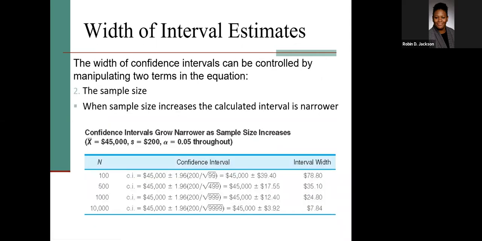Now, you also have situations where when the sample size increases, the width of the interval decreases. So what ends up happening is larger samples provide more precise estimates. As you can see right here, you have a sample where your N starts at 100, and your interval width is $78.80. But by the time you get all the way down to 10,000, that interval width has narrowed considerably.